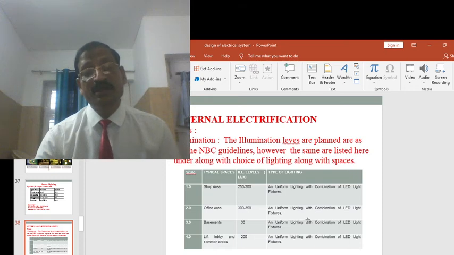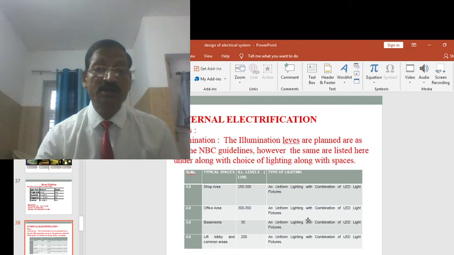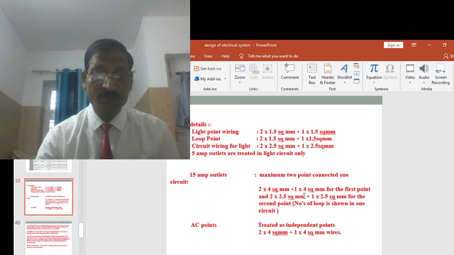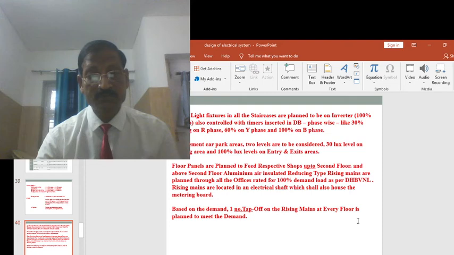We have to do the electrification inside the offices, corridor, and inside the apartment. So there are certain guidelines, based on that we do. There is wiring details for light point wiring, for loop point if the points are in a loop, circuit wiring, 5 ampere outlet, 15 ampere outlet. So these are the size of the wire required for different type of lights as per the load. For AC point, the size of the wire is 2 into 4 square mm and 1 into 4 square mm for neutrals.